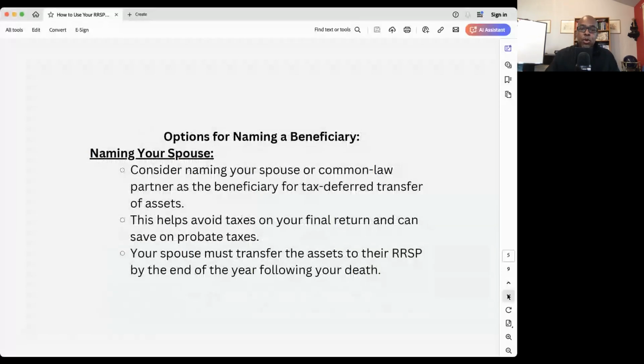So let's talk about who you could choose as a beneficiary. Now, the logical situation for most couples is going to be naming your spouse. So if you consider naming your spouse, what happens there?